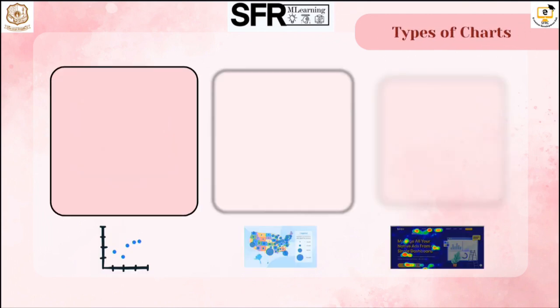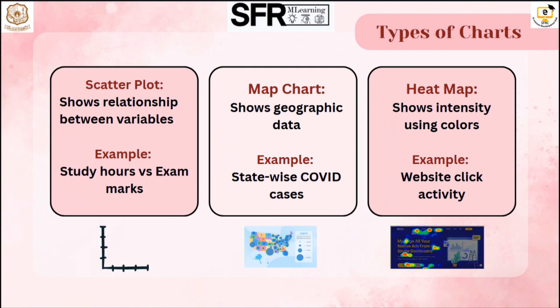So scatter plot, it shows the relationship between various variables. Example, study hours and exam marks. The relationship between those variables can be visualized using a scatter plot. So map chart is showing the geographical data. For example, state-wise COVID cases, if you want to know that, then we can use a map chart.